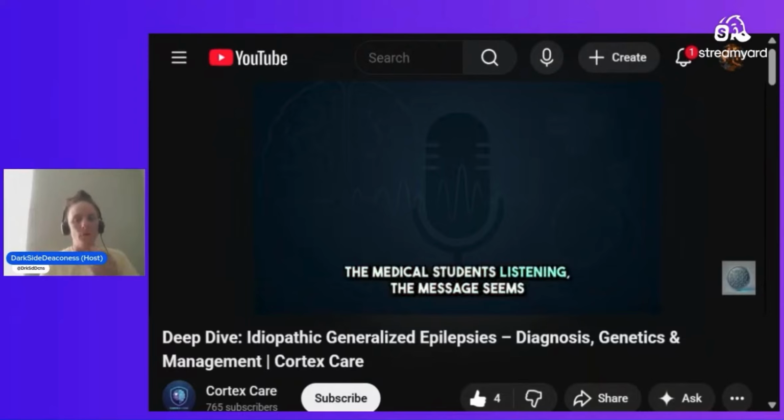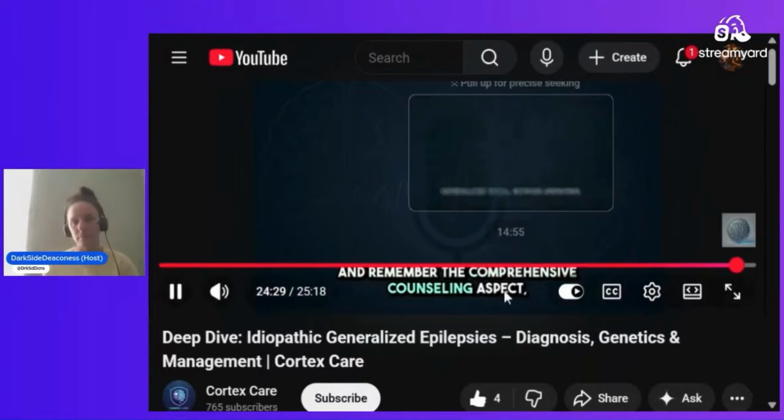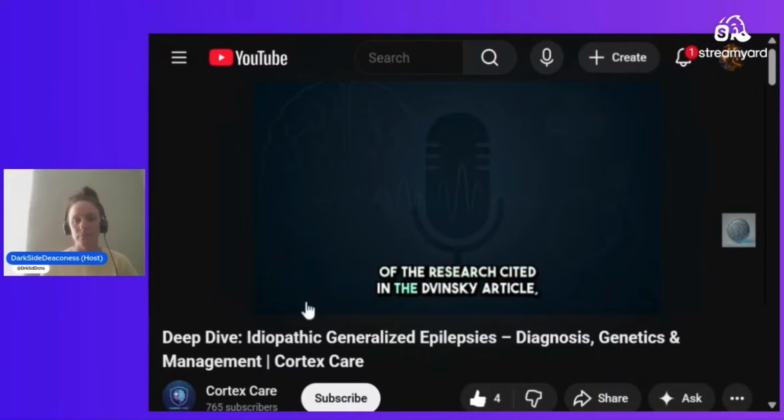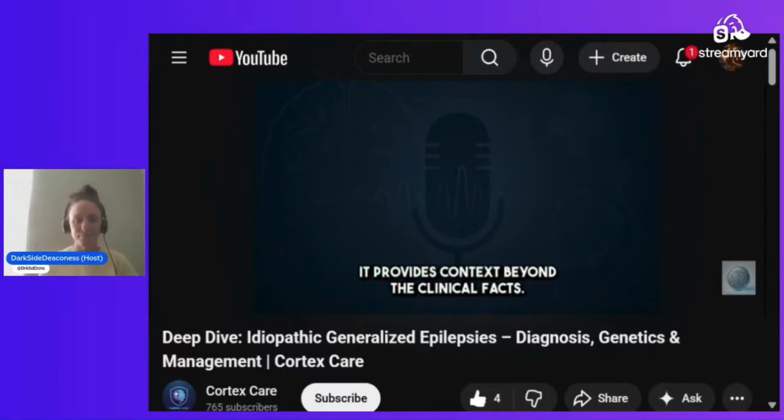And for the medical students listening, the message seems to be, look closely, listen carefully. These presentations can be nuanced. And remember, the comprehensive counseling aspect, it's not just about the seizures. Absolutely. And for anyone really enthusiastic about the brain, maybe dig into some of the research cited in the Devinsky article or connect with patient advocacy groups. Hearing the lived experiences really adds another dimension to understanding IGE. That's a great suggestion. It provides context beyond the clinical facts.